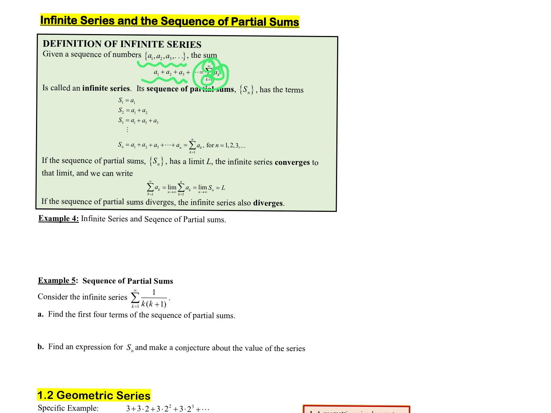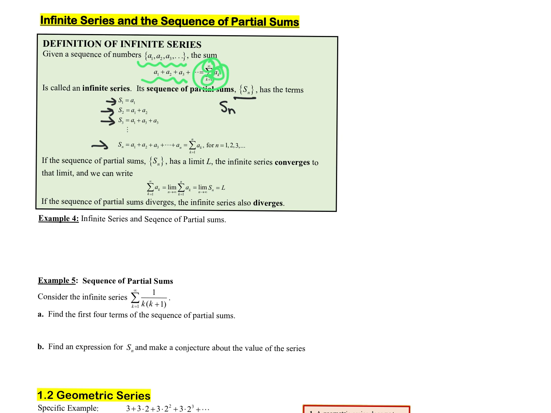So we have these things called partial sums. S sub n is the sequence of partial sums. S sub n is just the sum of the first n terms. So S sub 1 is the sum of the first term. S sub 2 is the first 2 terms added together. S sub 3 is the first 3 terms added together. And so S sub n is the first n terms added together. And this is important because this is going to help us understand whether a series converges or diverges. So I'm going to show you an example here to start.